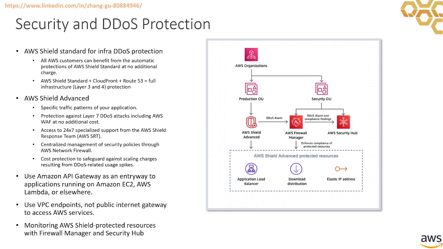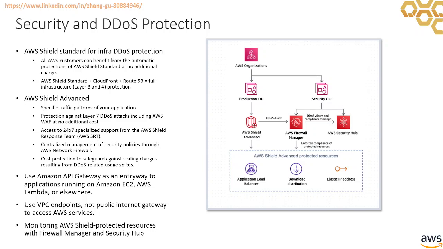It provides additional detection and mitigation against large and sophisticated DDoS attacks, near real-time visibility into attacks, and integration with AWS Web Application Firewall. It also gives you 24/7 access to the AWS Shield Response team and protects against DDoS-related spikes in your EC2, ELB, CloudFront, etc.